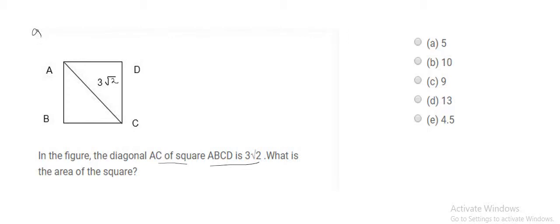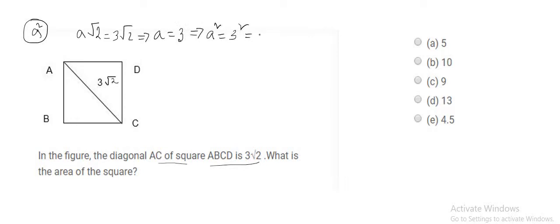and since ultimately we have to find the area, we have to find A square. Now the only information that's given is the diagonal AC is given as 3 root 2. So if you remember, the formula of diagonal is A root 2, which is equal to 3 root 2. So easily we can find the value of A to be 3. And since we are looking for area, we can simply square it and find the answer to be 9.